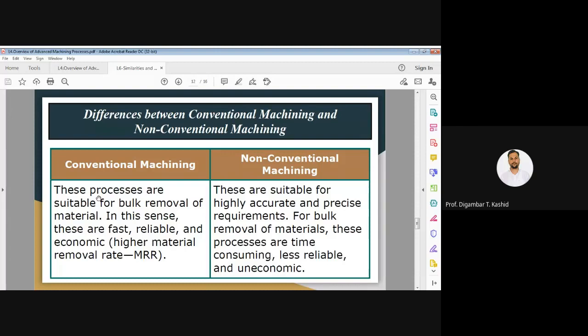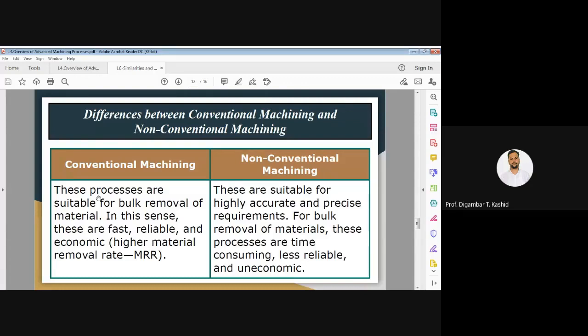Now, what about conventional processes? These processes are suitable for bulk removal of the material, or removal of the material in bulk. In this sense, they are fast, reliable, and economic. Also, we get a high material removal rate using conventional machining.